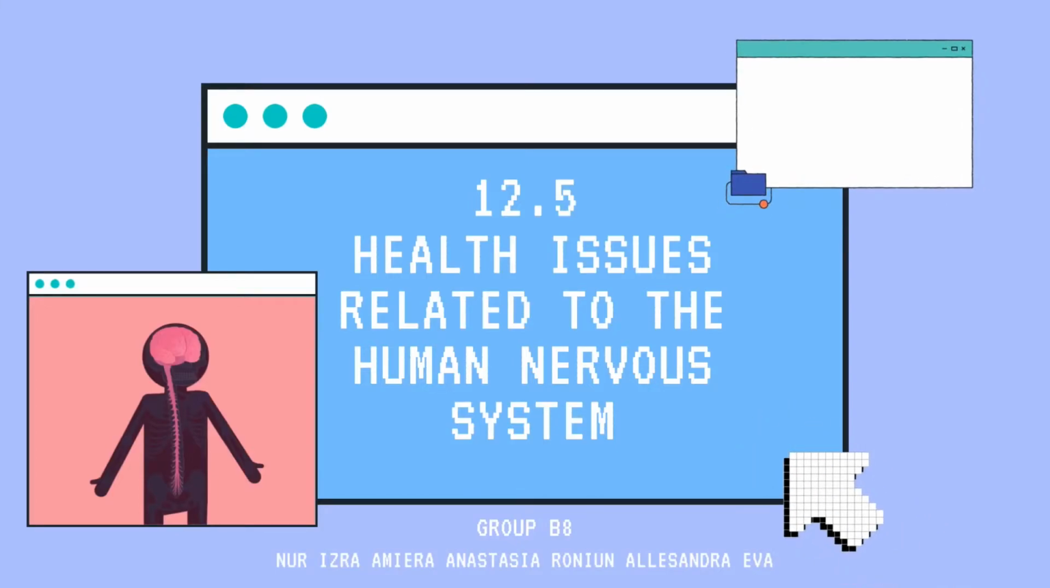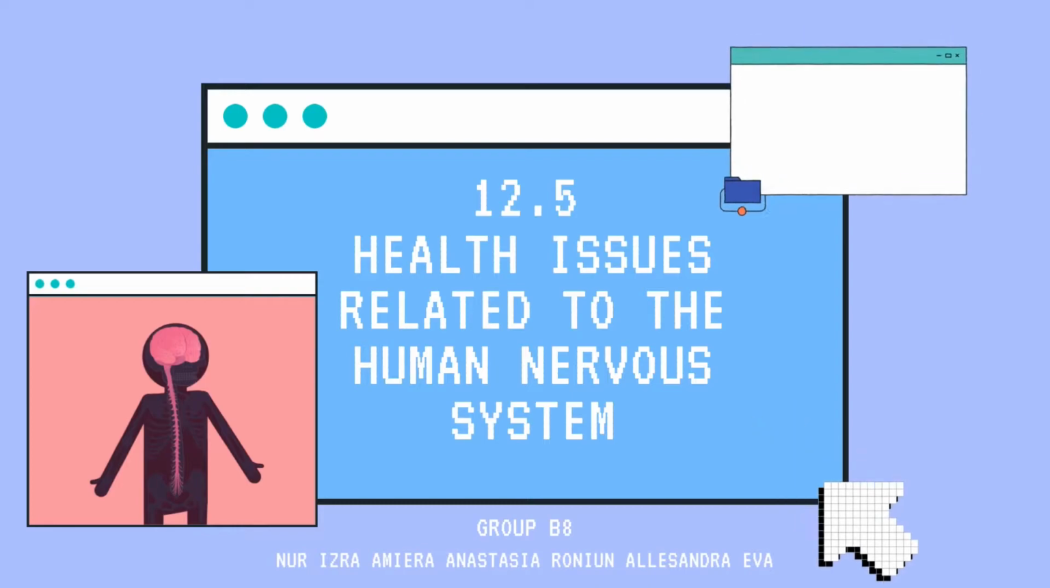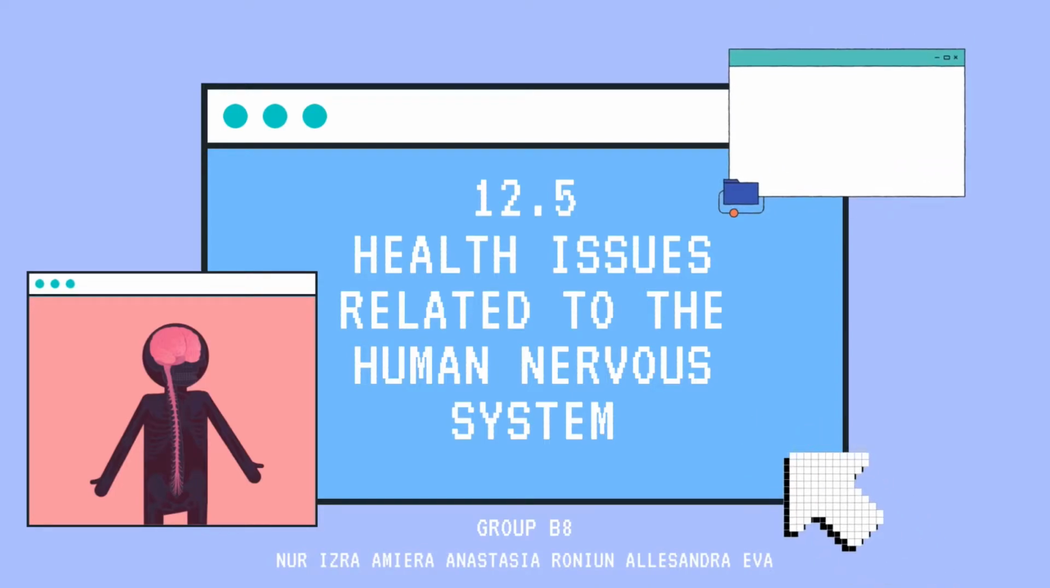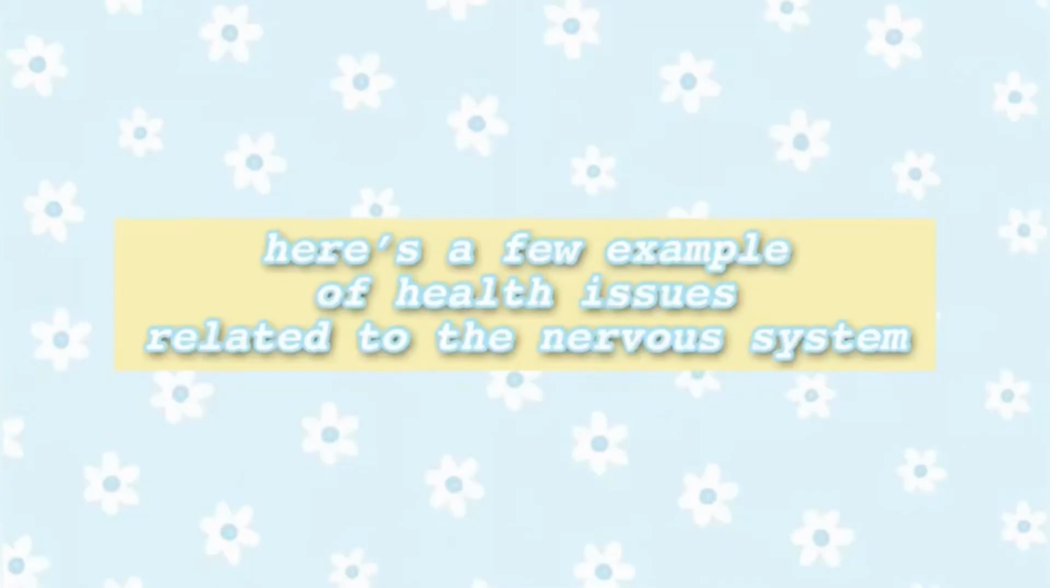Hi, today my teammates and I will be presenting subtopic 12.5, which is health issues related to the human nervous system. As we know, there are quite a few examples of nervous system diseases, so let's start. Here are a few examples of health issues related to the nervous system.